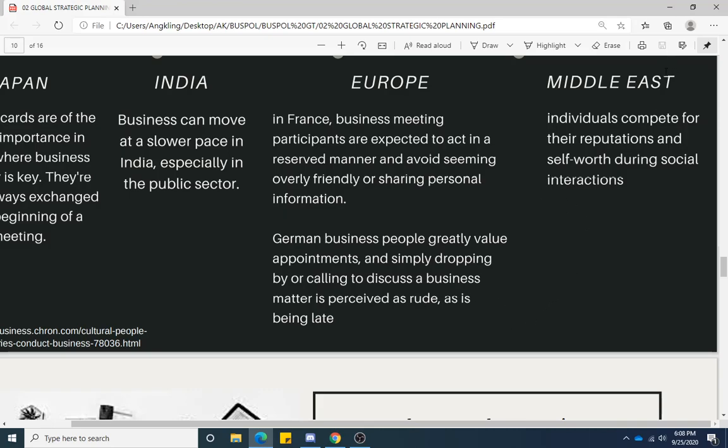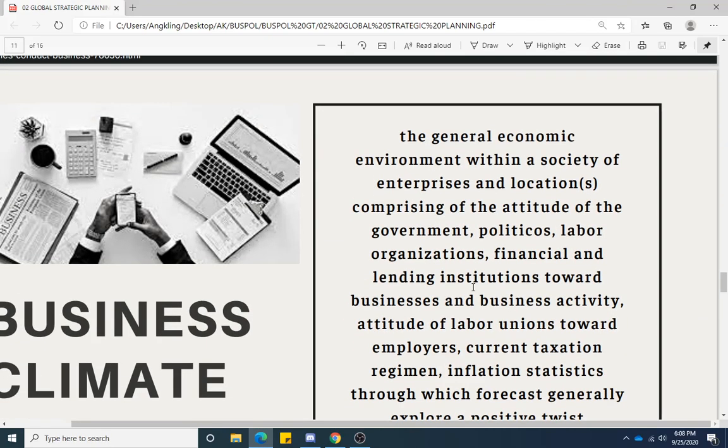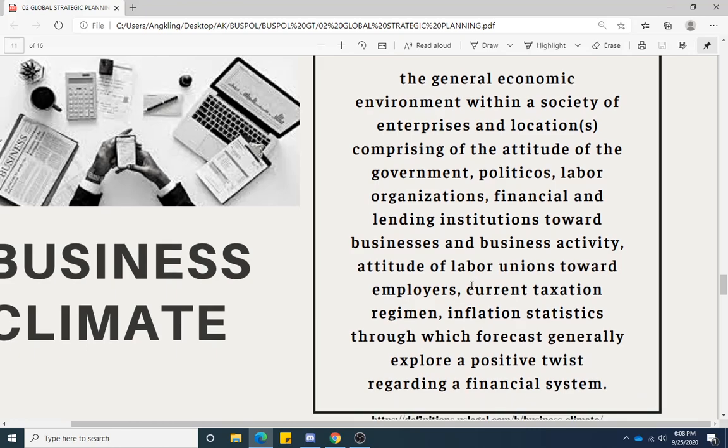In the Middle East, they compete for reputation and self-worth during social interaction. So business climate is the general economic environment within a society of enterprises and location, comprising the attitude of the government, politicians, labor organizations, and financial lending institutions toward business and business activity, the attitude of labor unions toward employers, the current taxation regime, and inflation statistics, through which forecasts generally explore a positive twist regarding their financial system.